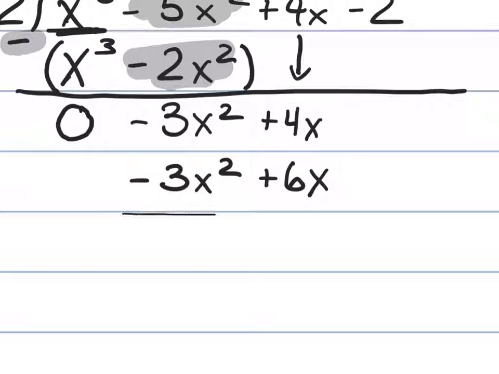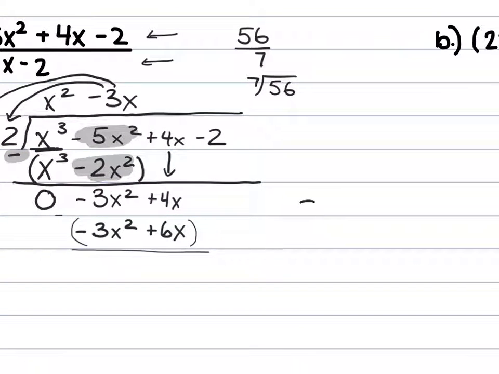Subtract them. Now remember, it's going to be like this. So negative 3x squared minus negative 3x squared. Let me just show it off to the side here. Negative 3x squared minus negative 3x squared is 0. A negative 3x squared and a positive 3x squared end up as 0, because we are subtracting a negative number.